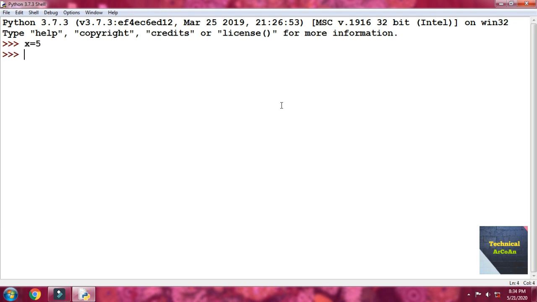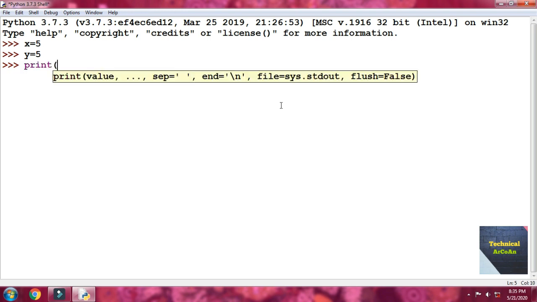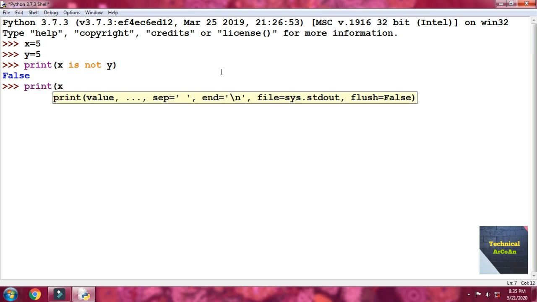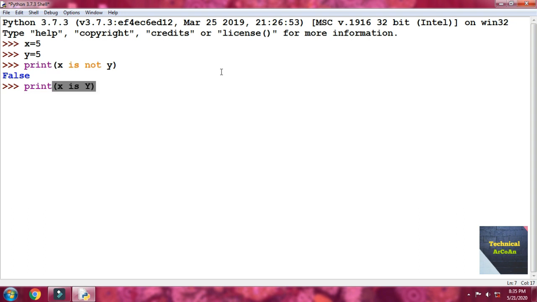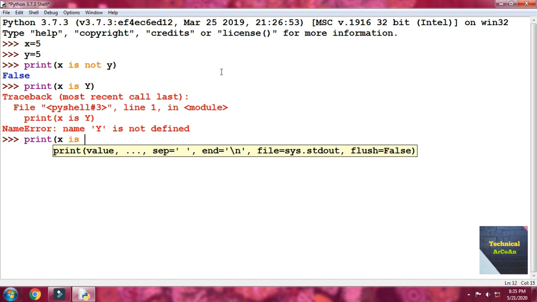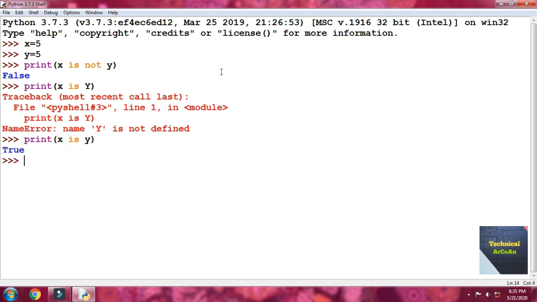Suppose we write x equal to 5, and again write y equal to 5. That means x and y both are pointing to the same integer object 5. Now I am checking with print, and if I write x is not y, what will be the result? It should be false, because x and y both are pointing to the same object. And if I write print x is y, with y in small letter, then it prints true, because x and y both are pointing to the same object.